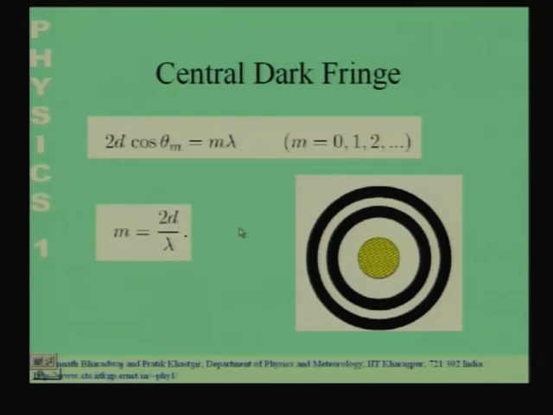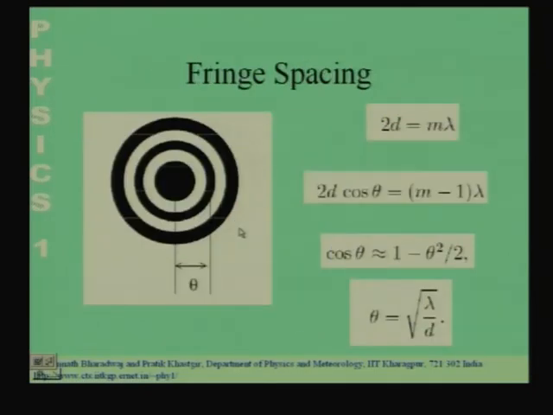We have studied various properties of this fringe pattern, the fringe spacing, and how the fringe pattern evolves if you increase the distance between the two mirrors. Then we studied one application of the Michelson interferometer: how you can use it to measure the wavelength of light. In the next lecture, we shall continue our discussion of the Michelson interferometer.